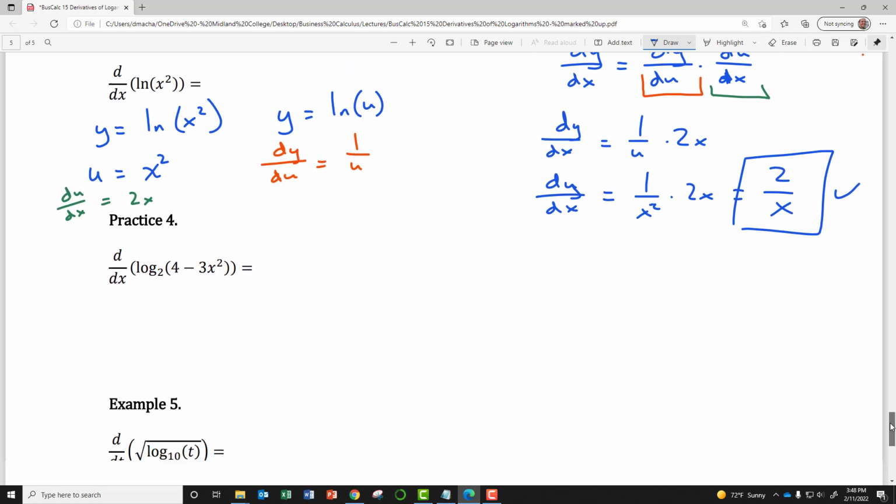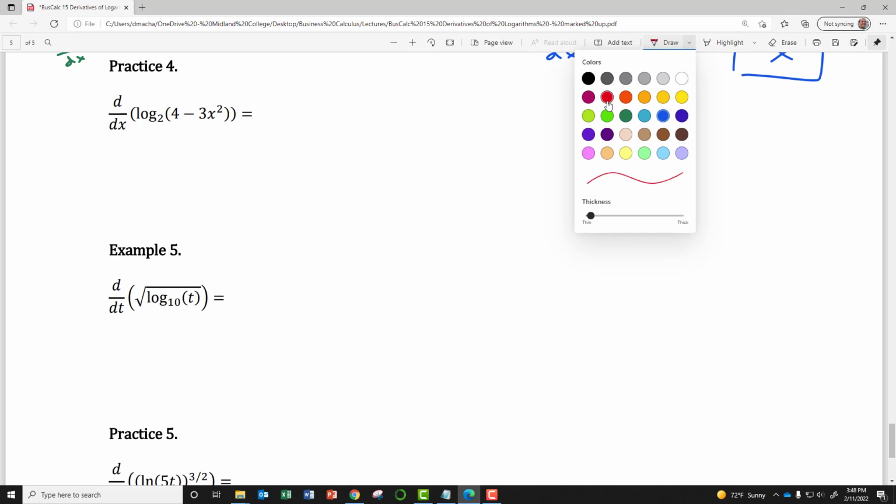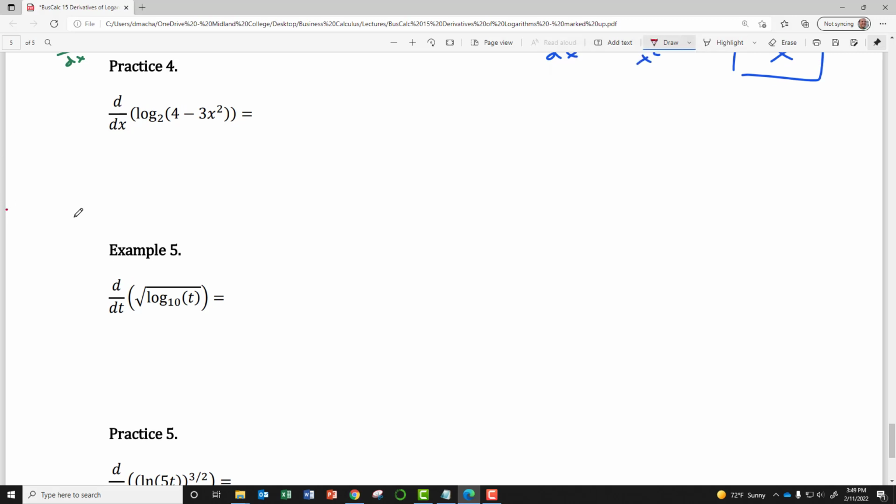Practice number 4 is your chance to pause the video and give it your best shot, and don't unpause the video until you have really tried your best and you have an answer that you want to compare with mine. So at this point, I'm going to move ahead, assuming you've tried this using the derivative chain rule, and I can tell you that this is going to be the derivative of the outside function, which is 1 over natural log of 2 times 4 minus 3x squared, all times the derivative of the inside function, which is actually going to be negative 6x. Okay, so hopefully that was your answer.